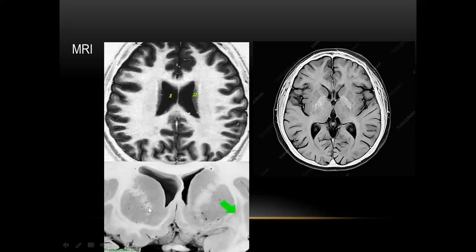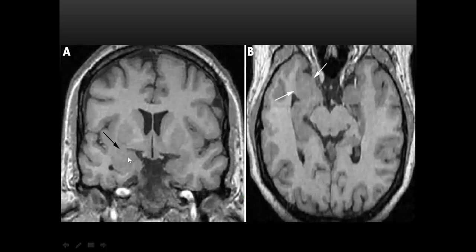Here is the corpus striatum. These are strands of gray matter connected between the head of the caudate and the lentiform, so the name is corpus striatum. Here is a thin sheet of gray matter known as the claustrum. Here is the site of the amygdala, where the inferior end or the tail of the caudate nucleus ends, which is at the roof of the inferior horn of the lateral ventricle.